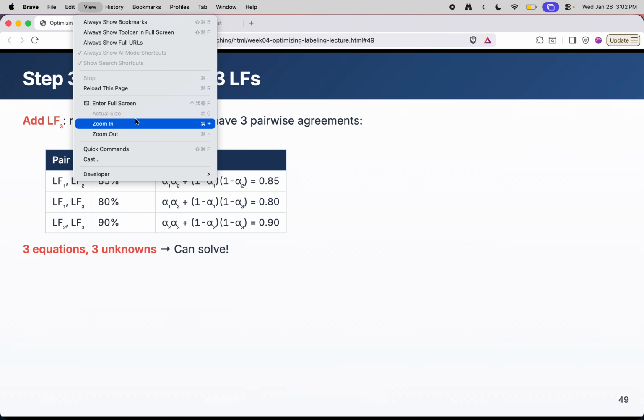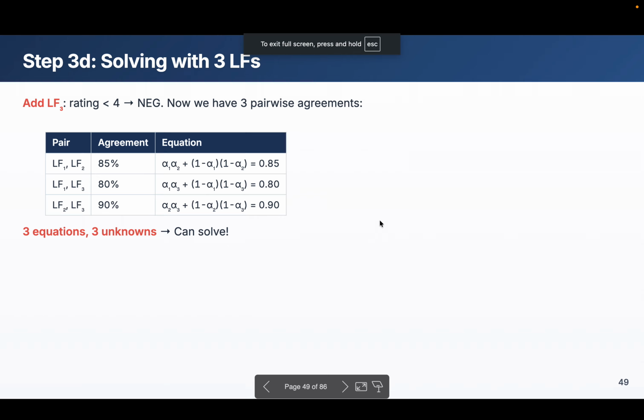Sorry, was there a question? Sir, in the notes you have added, you have written that rating less than 4 is negative, but didn't we have the same thing in the LLM? Just an example. You can have another example. It could have been anything else.